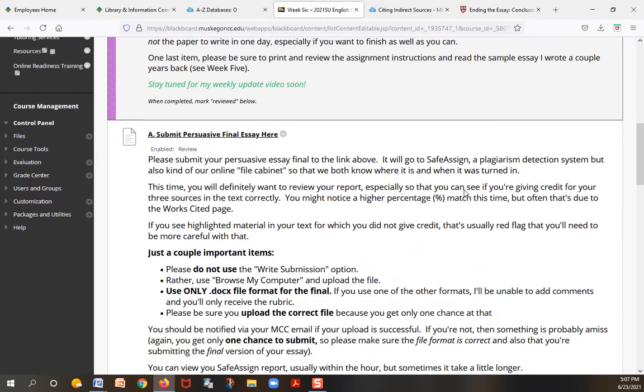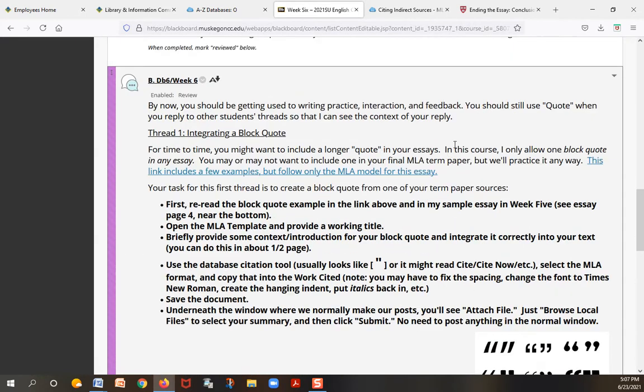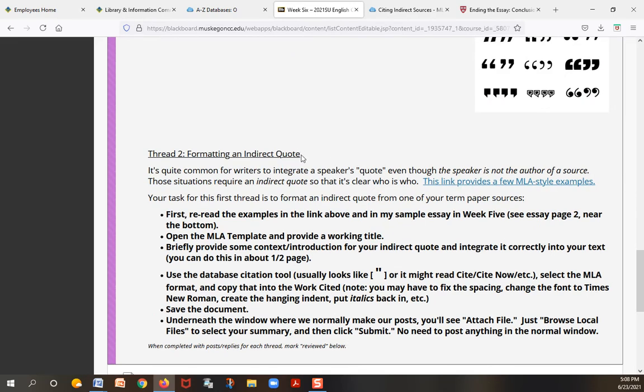So here's your link for a persuasive essay. And let's talk about discussion boards. So I'm going to introduce you to two techniques which you are very, very likely to use in college essays. Try to keep this practical. The first is what we call a block quote, and the next term is what we call an indirect quote.